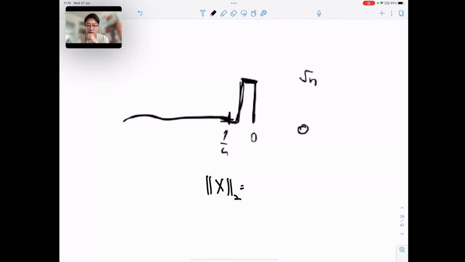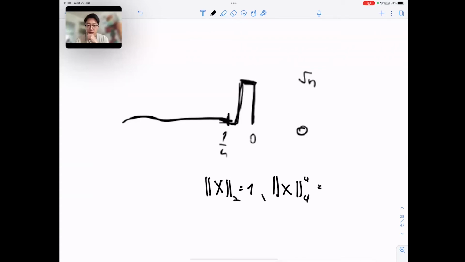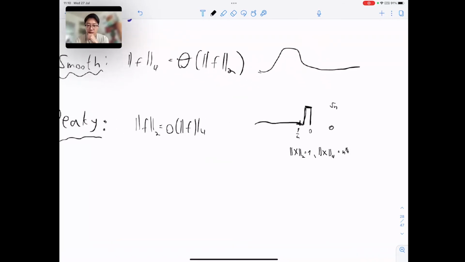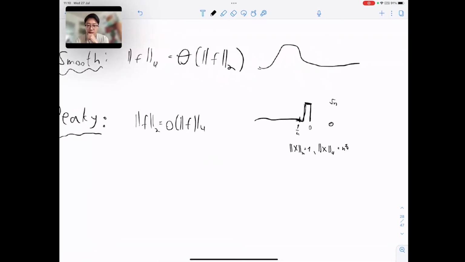Let's say that x is a random variable that takes the value root n with probability 1 over n. Then its 2 norm is going to be 1, but its 4 norm to the 4 is 1 over n times n squared, so x to the 4 is n, and the 4 norm is n to the 1/4. So the 4 norm is much larger than the 2 norm. The 2 norm is little o of the 4 norm, and that's a peaky behavior.